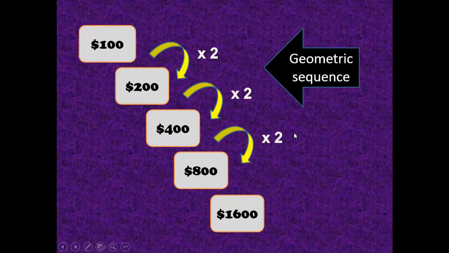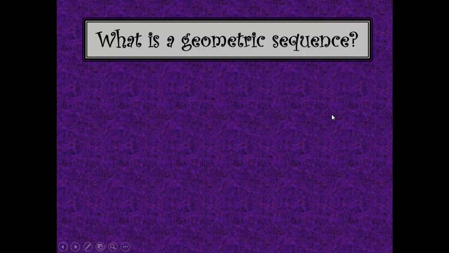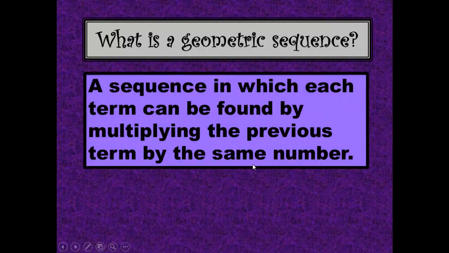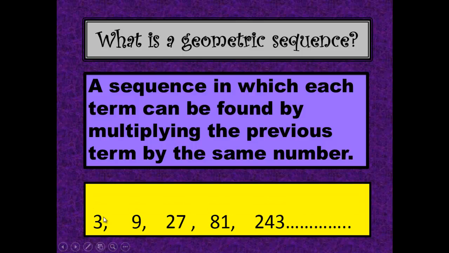It is a geometric sequence. Why? Because to get the next term, it is just multiplied by 2. So what is a geometric sequence? A sequence in which each term can be found by multiplying the previous term by the same number. For example, the sequence 3, 9, 27, 81, and 243.